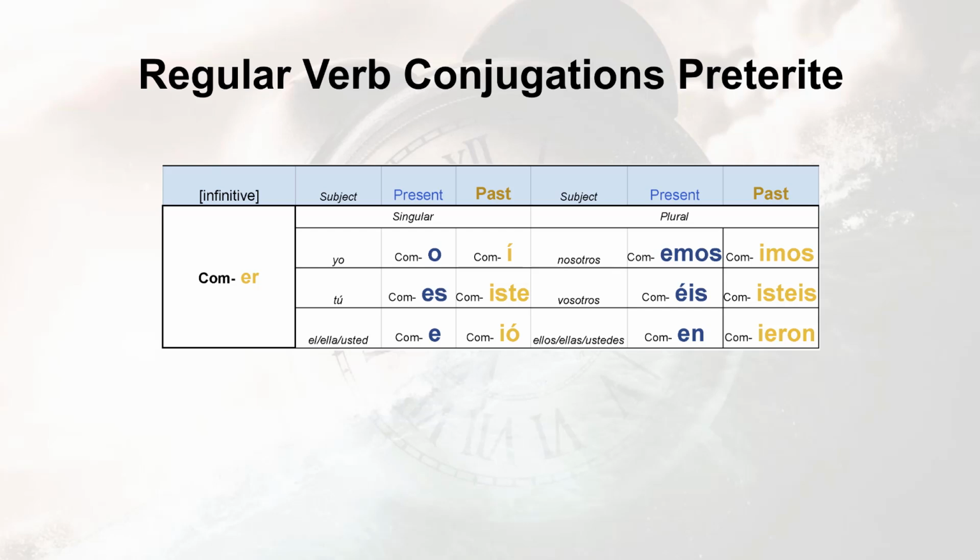For the first person plural, nosotros comemos, nosotros comimos. For the second person plural, vosotros coméis, vosotros comisteis. And for the third person plural, ellos, ellas, ustedes comen, ellos, ellas, ustedes comieron.